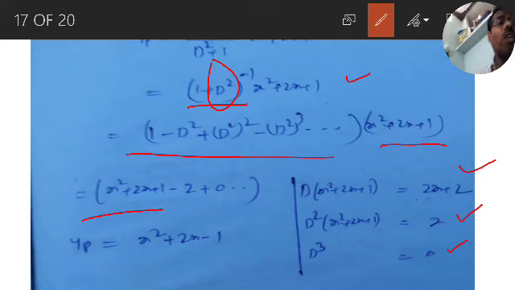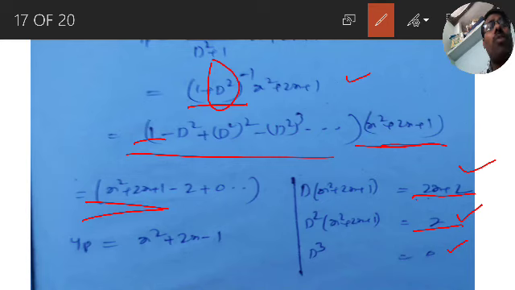So in place of d, what do you have to write? 2x plus 2, and in place of d square you have to write 2. So now 1 into x square plus 2x plus 1 is x square plus 2x plus 1 minus d square of that, which is 2.